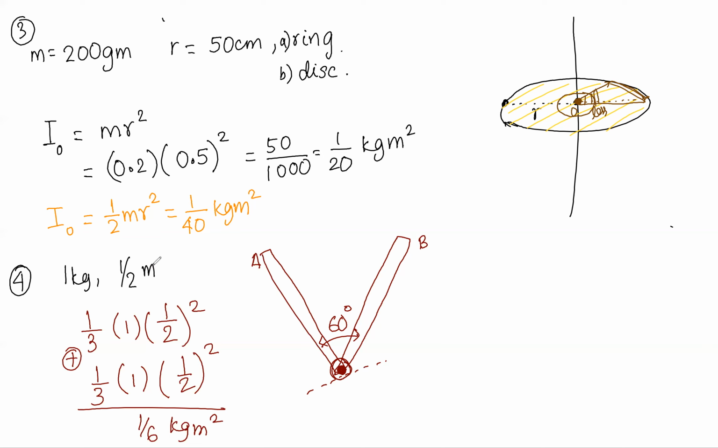So because the distance from the axis is the same, it doesn't matter what angle is there between both the rods. Now something new, moment of inertia of a part of an object. Okay, moment of inertia of a part of an object.